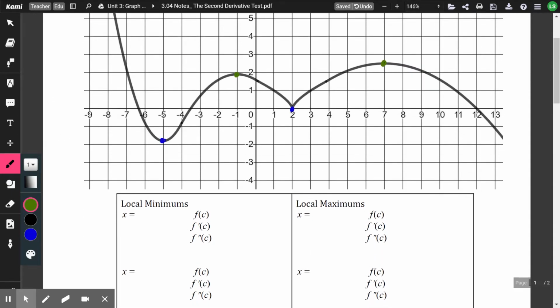So our very first local minimum was x equals -5. For x equals -5, f of -5 is something that is negative. F prime of -5, if we consider its tangent line, would be equal to 0. And f double prime at -5 would be a positive value since the graph is going to be concave up in that area of -5.